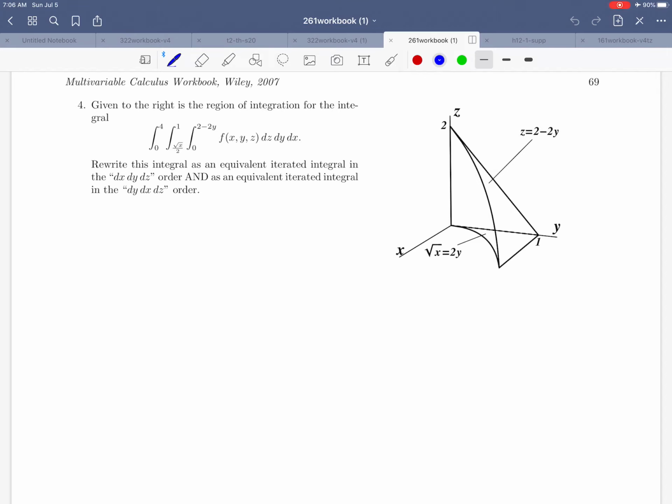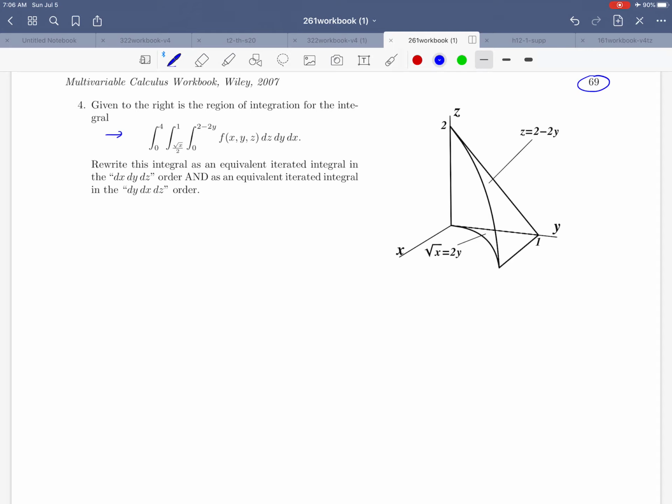Hello everybody and welcome to exercise 4 on page 69 of the workbook. In this exercise, they're starting us off with a triple integral, and they're asking us to rewrite the integral by changing the order of integration. A problem like this is really good practice in seeing if you really understand how to find limits of integration, which is generally one of the more challenging tasks when we're doing triple integrals.